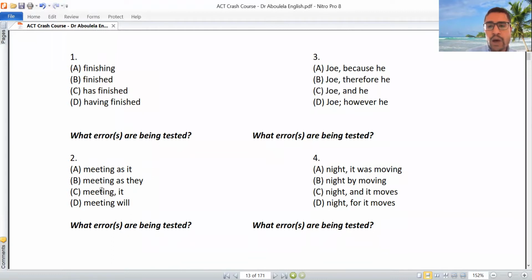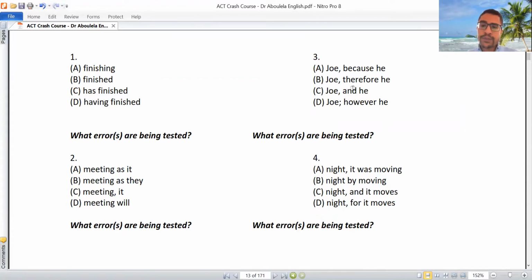In number 2, meeting as it, meeting as they, meeting it, meeting will. So you'd notice a comma here, and that has to do with clauses. Clauses are being tested. But also pronouns, because what you see here is they, it, so you want to decide if the reference is singular or plural.